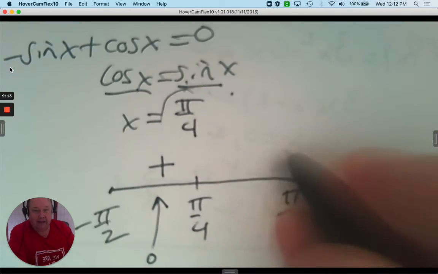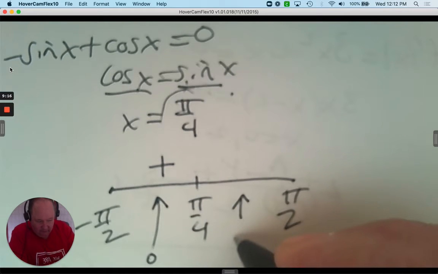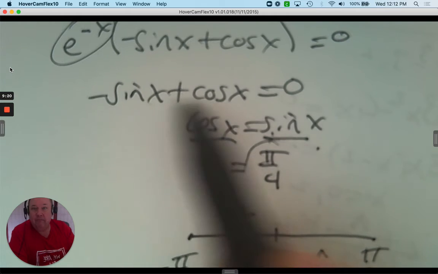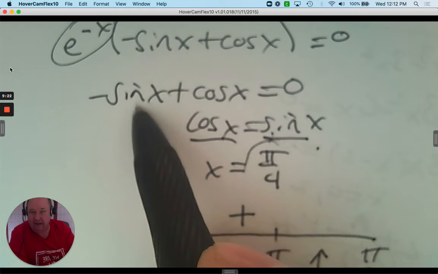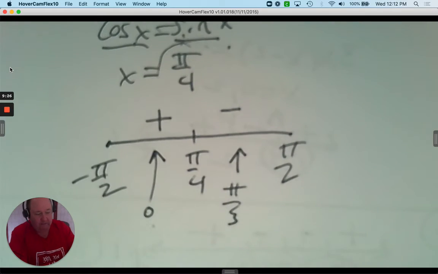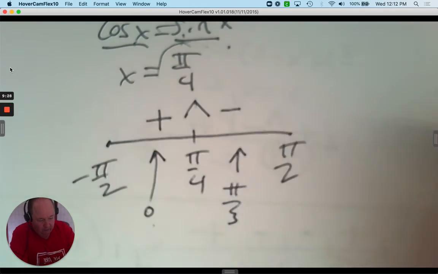And then if I pick an angle here, maybe you could pick pi over 3. Both of these have a positive value, but sine is bigger. It's root 3 over 2, which is bigger than a half. So this will actually give me a negative answer. So at pi over 4, there's a maximum.